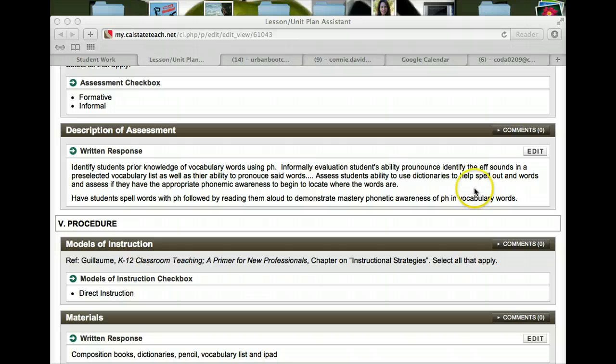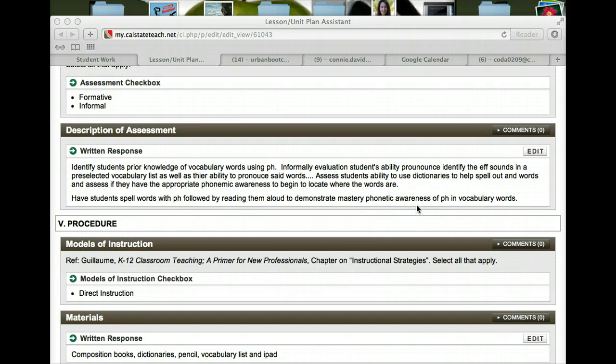Assess students' ability to use dictionaries. Okay. So the students are going to be assessed on their ability to use a dictionary to help them spell out a word, and you are going to assess if they have appropriate phonemic awareness to begin to locate where the words are. You didn't say you were going to be teaching that up front, so I don't understand why you're going to be using this as an assessment tool. You didn't say that the students would be able to use appropriate phonemic awareness of the word so they would understand how to use the dictionary. That I don't even know, or whatever they're going to use.